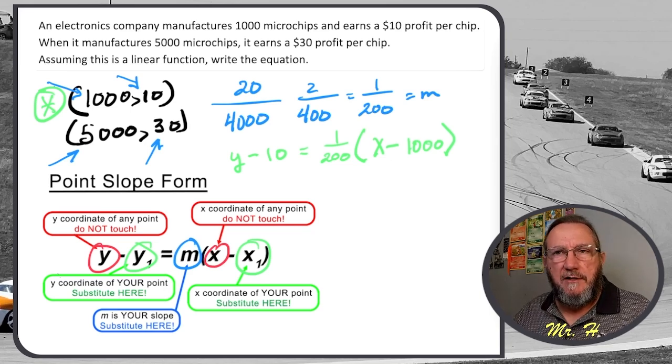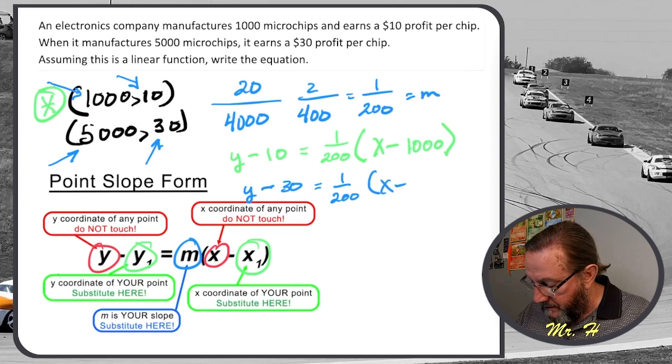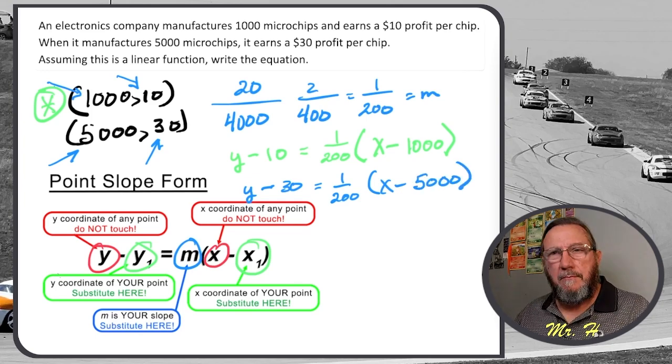What if we selected the other point? Then we would have the following. Y minus 30 equals 1 over 200 times x minus 5,000. That would be your answer.